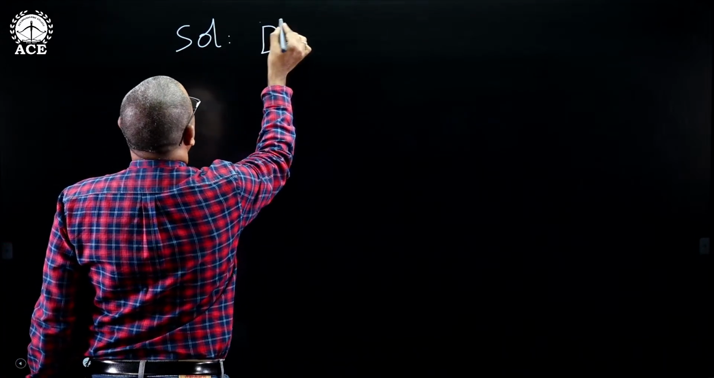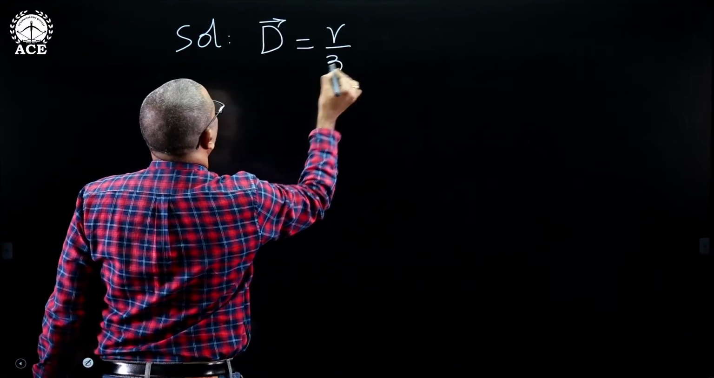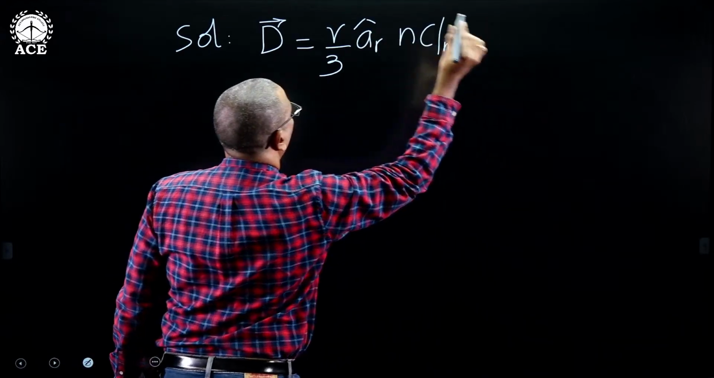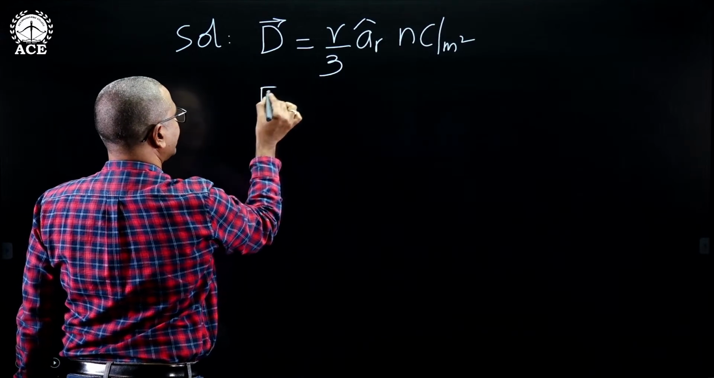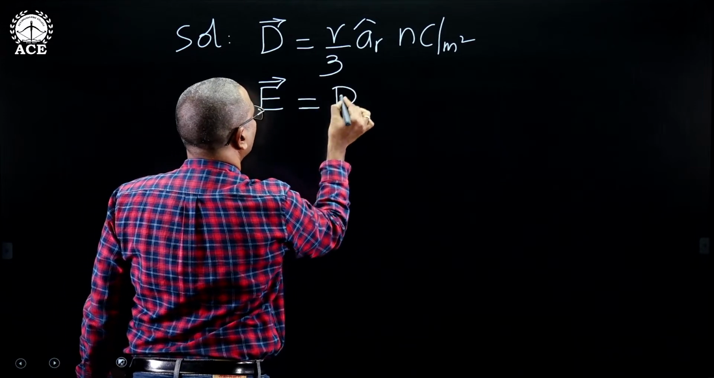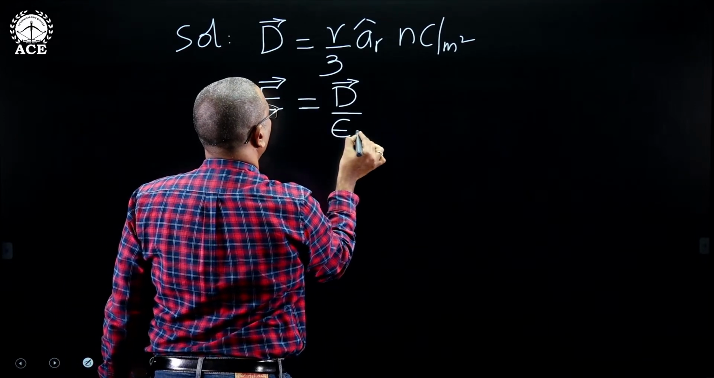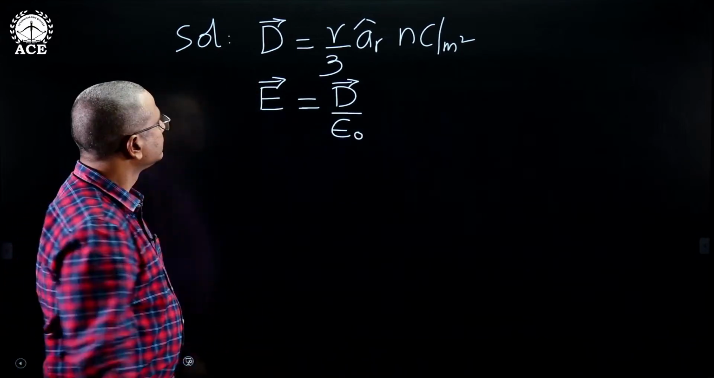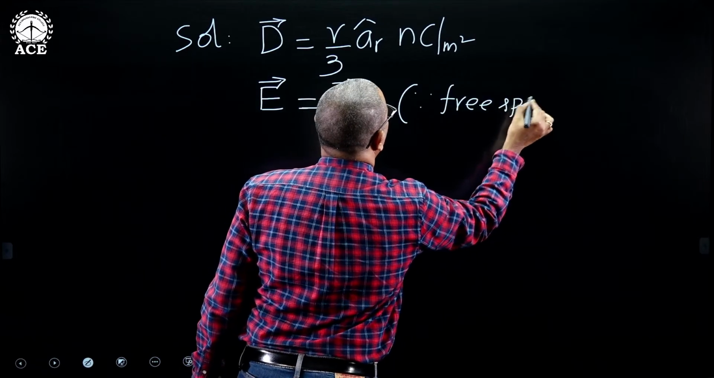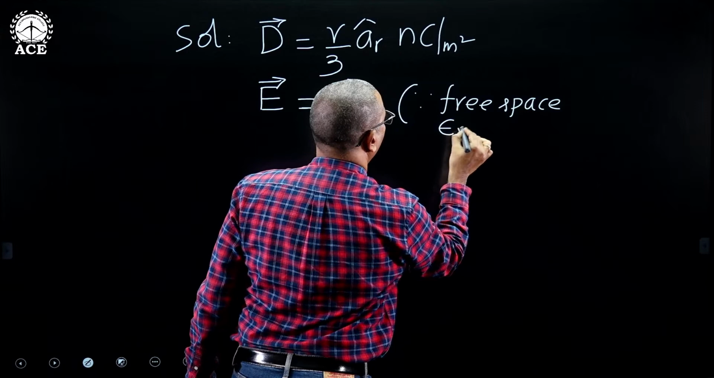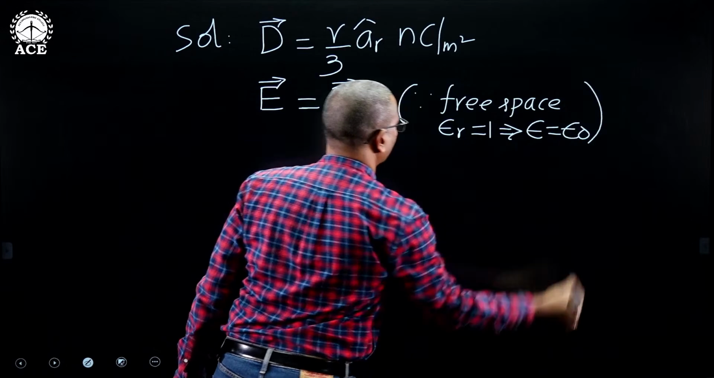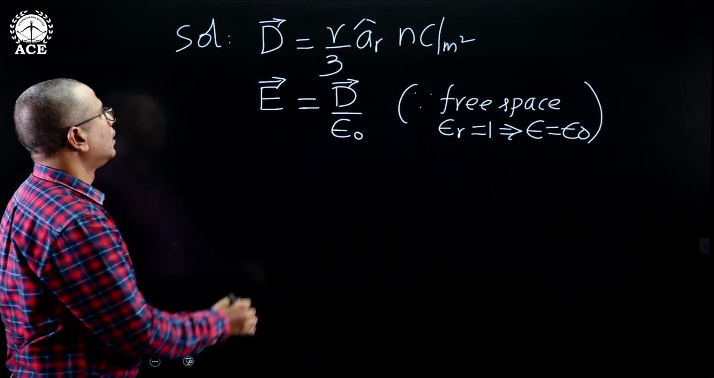So what is D bar given? r by 3 ar cap nanocoulomb per meter square. What is the medium? They have mentioned it is free space. Then what is E bar, dear students? Relation between E bar and D bar: E bar equal to D bar by epsilon naught. Why epsilon naught? Since the medium is free space. For free space, dear students, epsilon r is 1, which implies epsilon is epsilon naught. That's all. The relative permittivity of free space is 1.